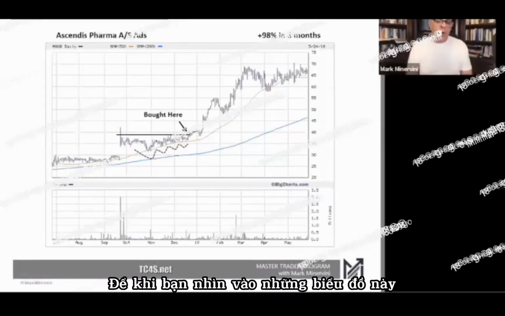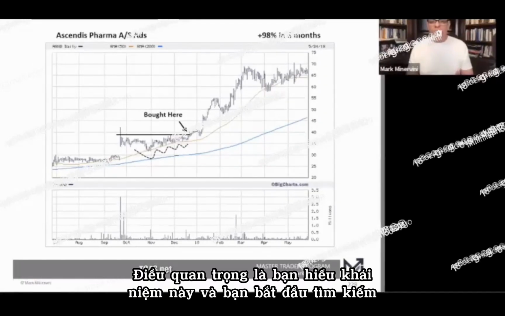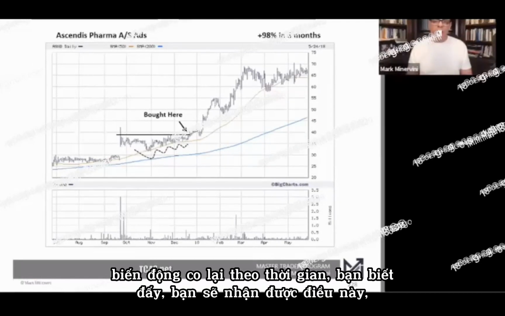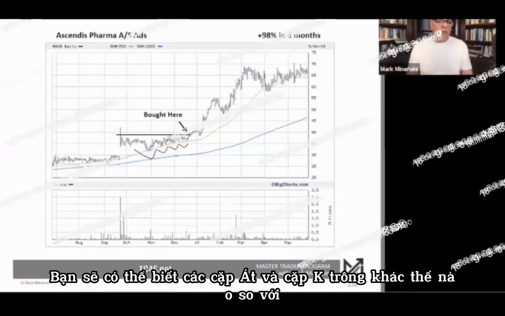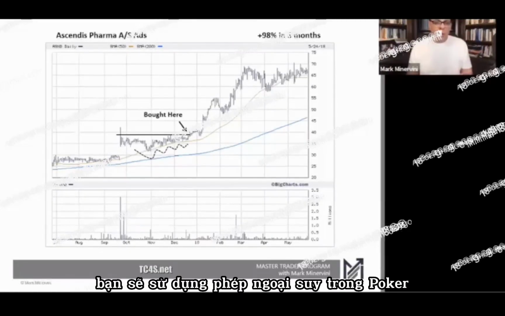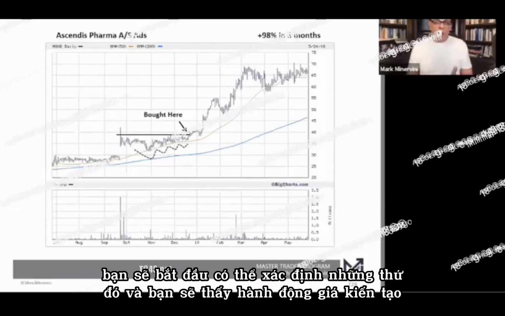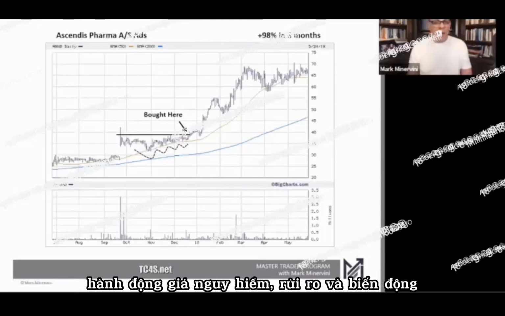So when you look at these charts, you're looking for this. It's not important that they're exact. What's important is that you understand the concept and you start looking for volatility contraction. Over time, you'll get this, you'll develop skill. You'll develop the skill to identify these. You'll be able to know what aces and kings look like compared to a pair of threes, or king three offsuit. To use a poker analogy, you'll start to be able to identify those, and you'll see what constructive price action looks like versus price action that's more dangerous and risky and volatile.